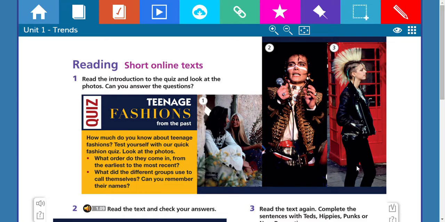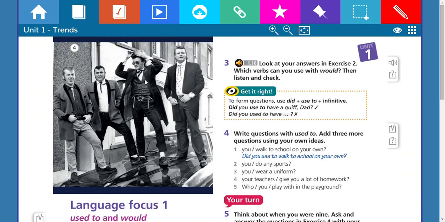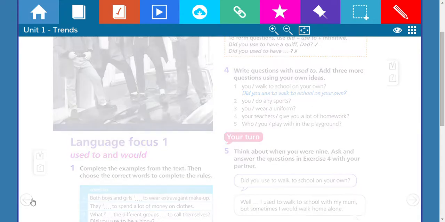It's an option. 2. What did the different groups use to call themselves? Can you remember their names? What's the name of people from this picture? The fashion from this picture. And for picture number 2, number 3, and also number 4. Do you know?